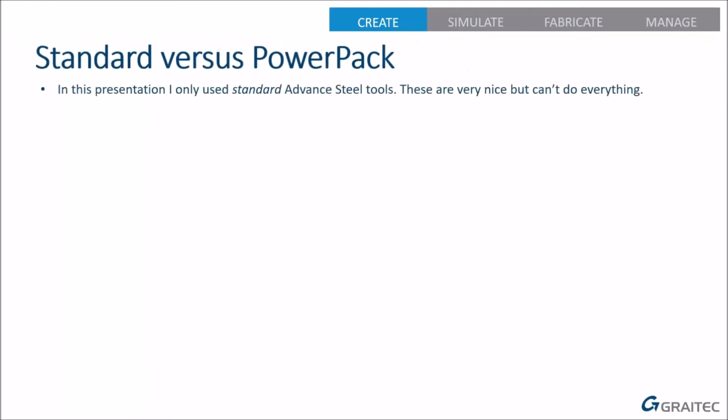So everything I've just shown you is using this standard built-in advanced steel stair macro and tools. They're very nice tools, but they can't do everything conceivable. Graitec produced a suite of extra tools for advanced steel known as the Power Pack or Power Pack Professional. And that gives you a range of macros and joints and connections and data and other tools on top of advanced steel, which are nice to have extra tools.